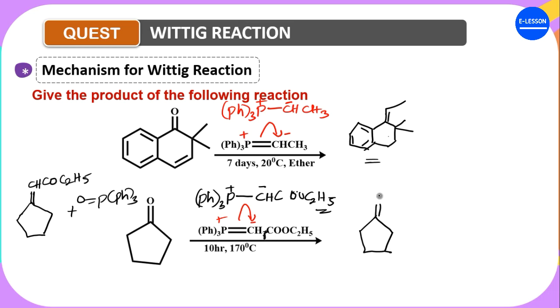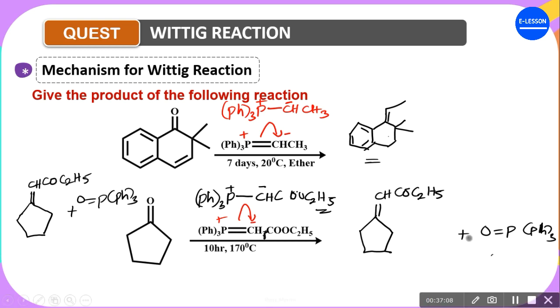double bond CH CO C2H5 plus then we have O, which is triphenylphosphine PPh3. This is the triphenylphosphine oxide, which is the byproduct of every Wittig reaction. So you see how we can solve any problem on the Wittig reaction.